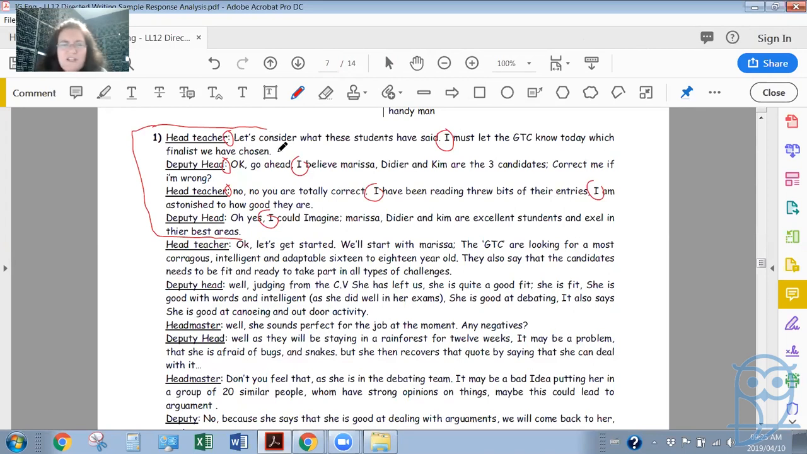Let's talk about the bad punctuation and spelling. Okay, go ahead. I believe Marissa. Well, there's a proper noun that is not capitalized. Why are these 2 capitalized and this person's name isn't capitalized? There's inconsistency. So don't be inconsistent. There are the 3 candidates, and then they've got a semicolon, which is fine. But then why do you start the next part of the sentence? You're still in the same sentence if you use a semicolon. Why do you put it with a capital? It's got to have a small letter.